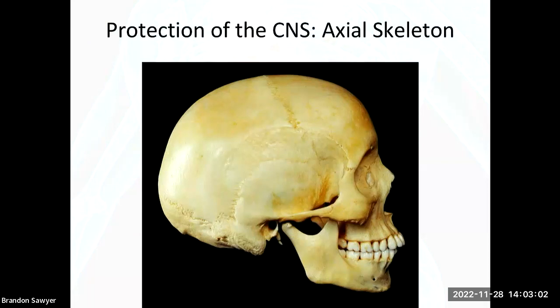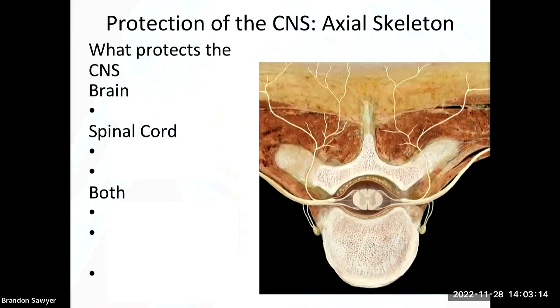So we're going to talk a little bit about how the central nervous system, spinal cord, and brain are protected, mostly the spinal cord today. Obviously the cranial bones, right? That's an important piece of that. But then we've got a bunch of other things here too.